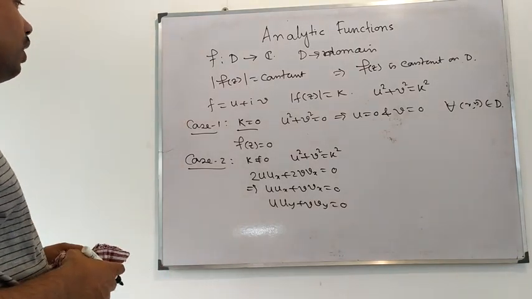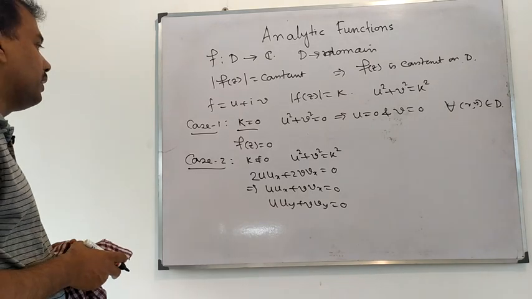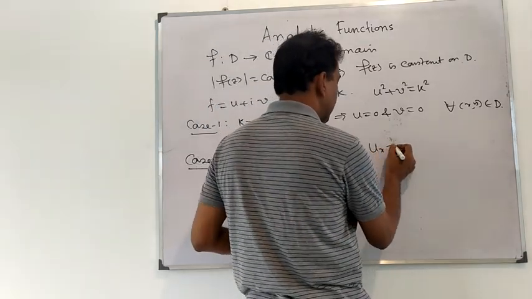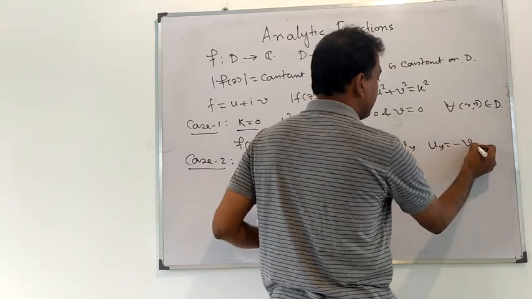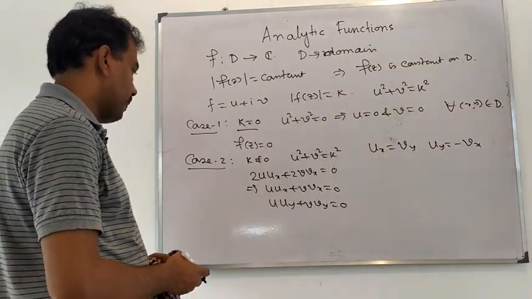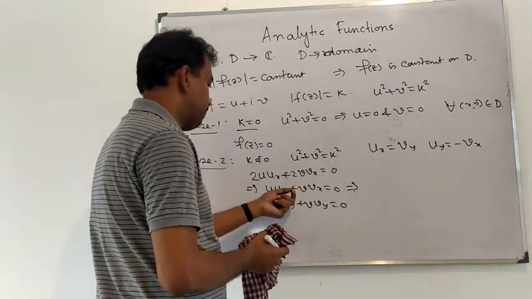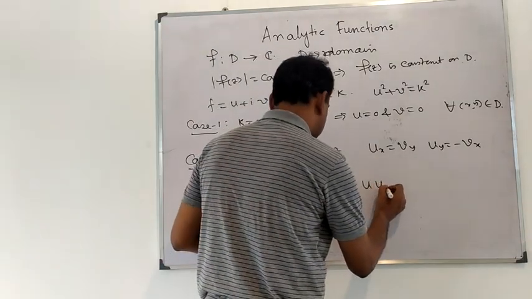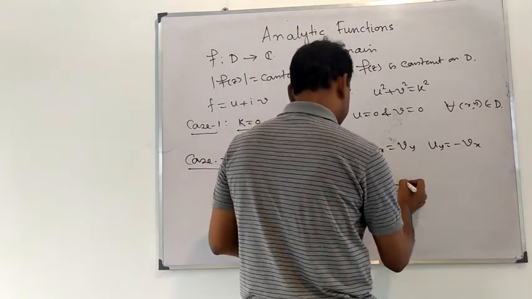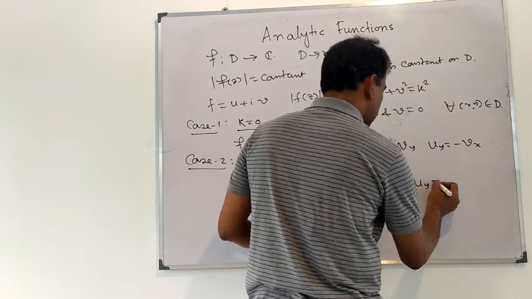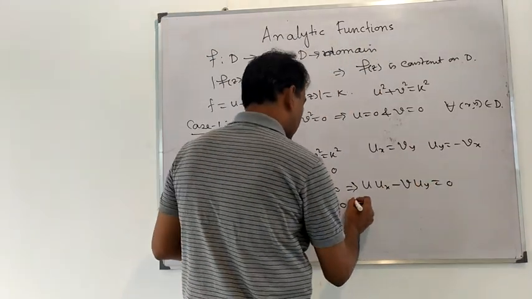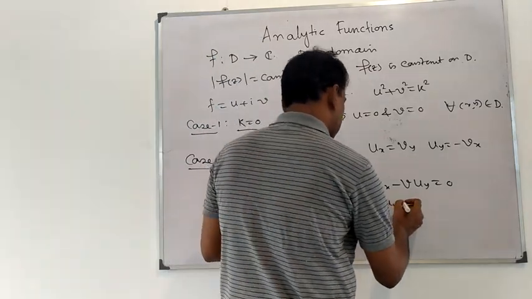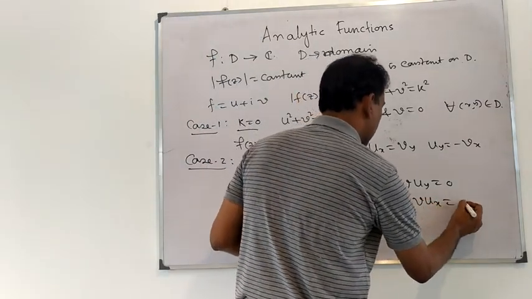Since f is analytic on D, that is f is differentiable at each point on D, u and v satisfy Cauchy-Riemann equations on D, that is ux equal to vy and uy equal to minus vx for all (x, y) belongs to D. So from this relation, if we put minus uy in place of vx, we get u ux minus v uy equal to 0, and if we replace vy by ux, then we get u uy plus v ux equal to 0.